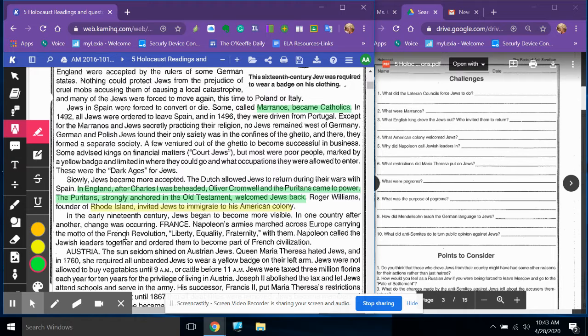France. Napoleon's armies marched across Europe, carrying the motto of the French Revolution, liberty, equality, fraternity, with them. Napoleon called Jewish leaders together and ordered them to become part of the French civilization.